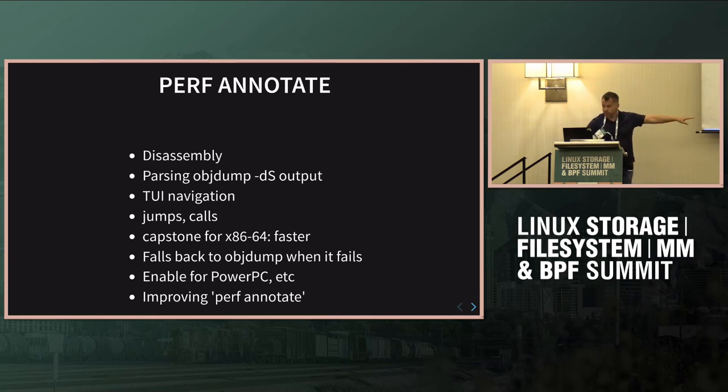And there is also Capstone, which is something that we were made aware of more recently, that comes from the security community, that is a disassembler library. So it's faster. We already have it in perf. Sometimes it doesn't work, but we can detect that it's not finishing, and then we throw it away and fall back to the disassembly that has been in perf for a long time, which is basically parsing the output from objdump. You fork objdump, you parse it all, and then you use it to do the navigation and annotation.